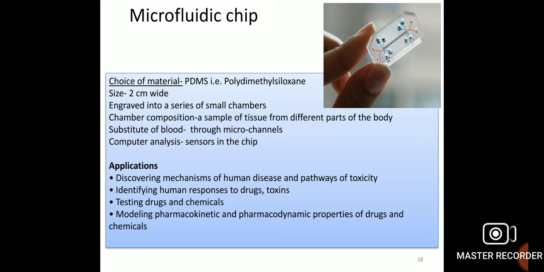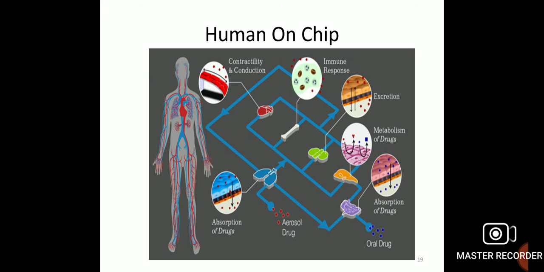Discovering mechanisms of human disease and pathways of toxicity, identifying human responses to drugs and toxins, then testing drugs and chemicals, then modeling pharmacokinetic and pharmacodynamic properties of drugs and chemicals. So the microfluidic chip has great potential to be used in various pharmacological or toxicological assessments. So this is how, if we connect each organ, we will have whole human organs on a very small chip. That is why it is called human on chip in a fancy way.